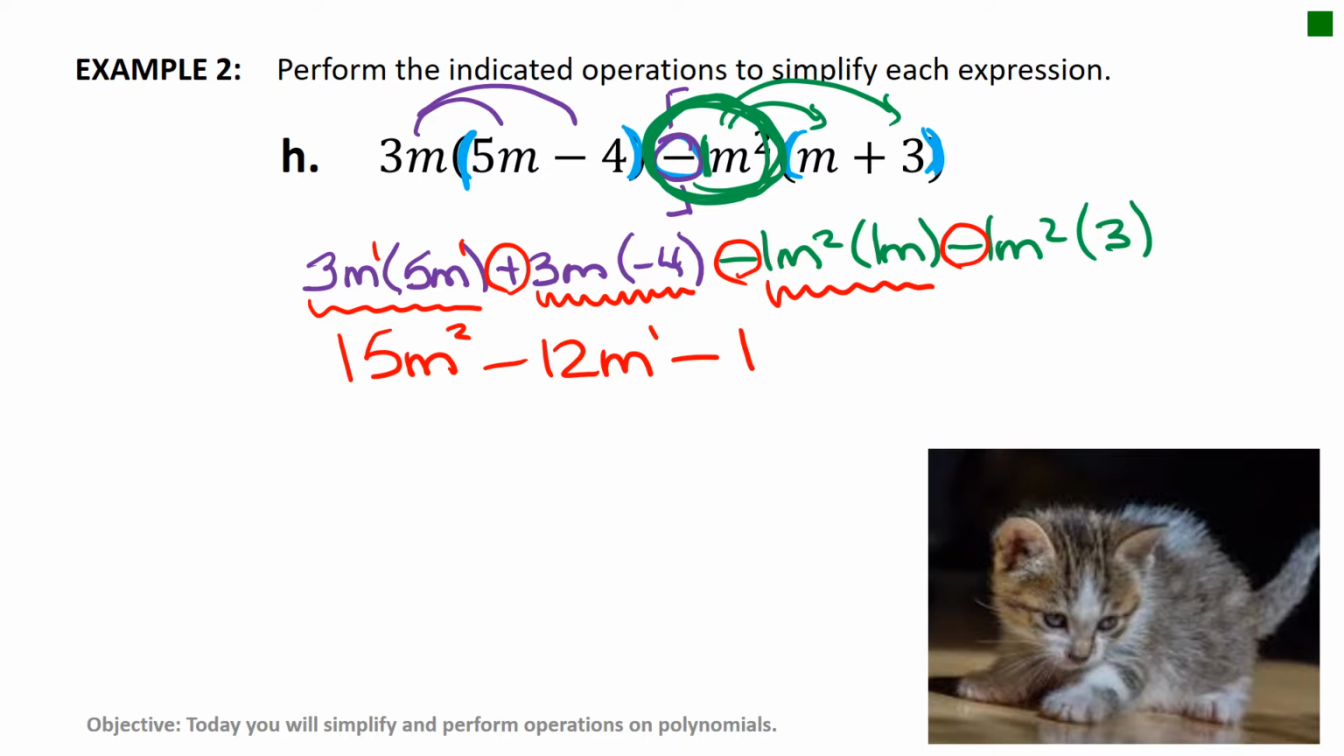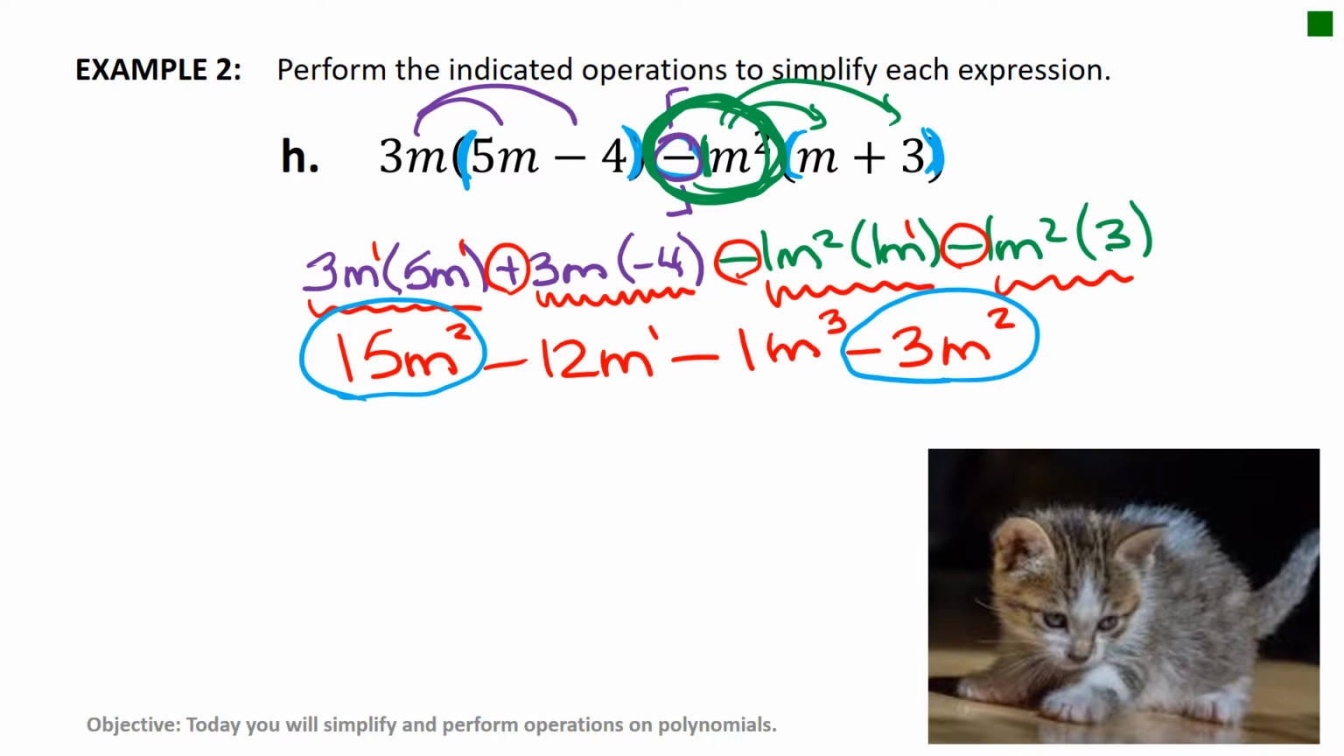Okay, between the minus and the minus, I've got minus 1 times 1 is 1. How many m's? 2 plus 1 is 3. And then at the very end, I've got a negative 1 times 3. That's a negative 3. How many m's? 2.